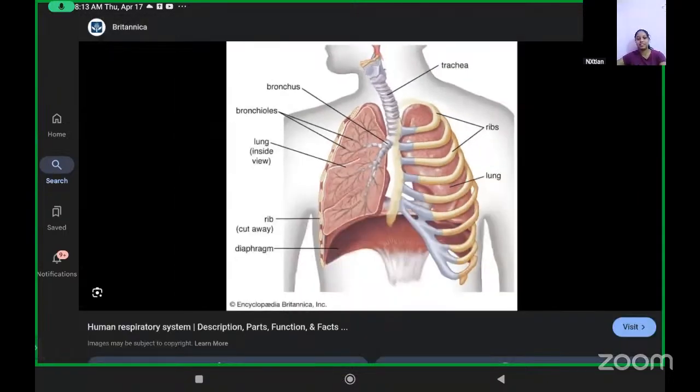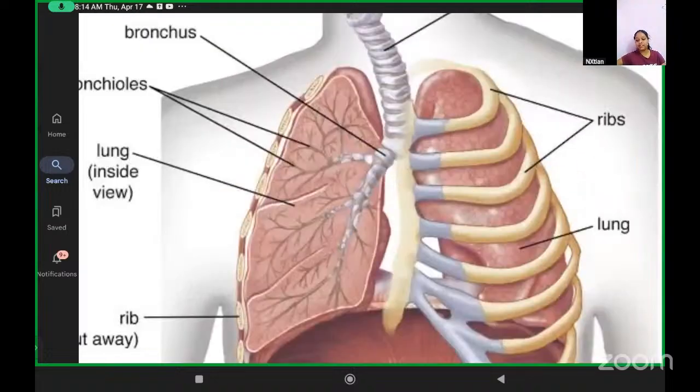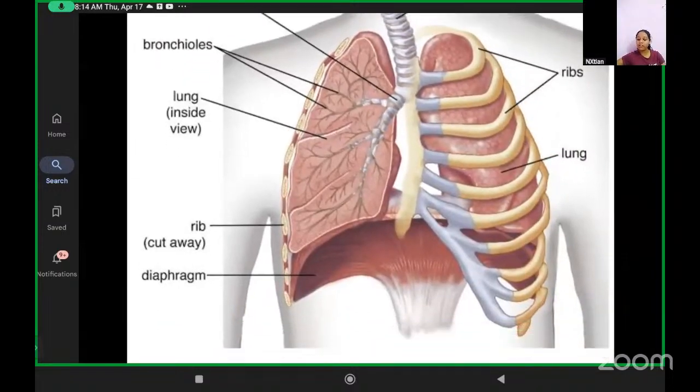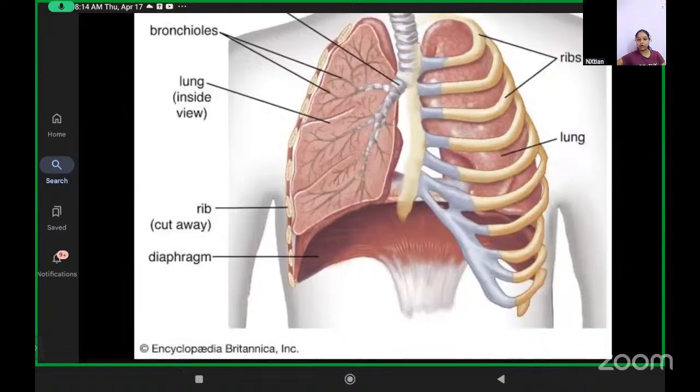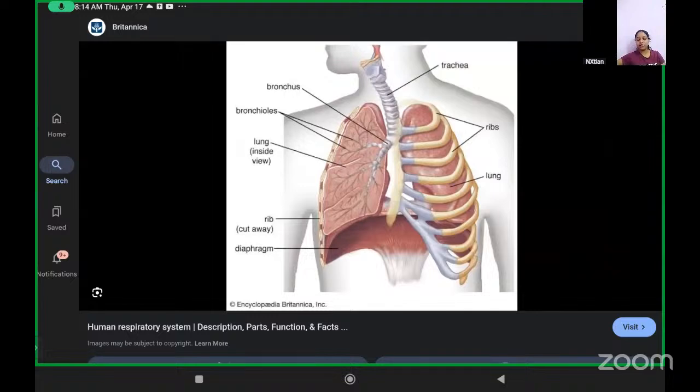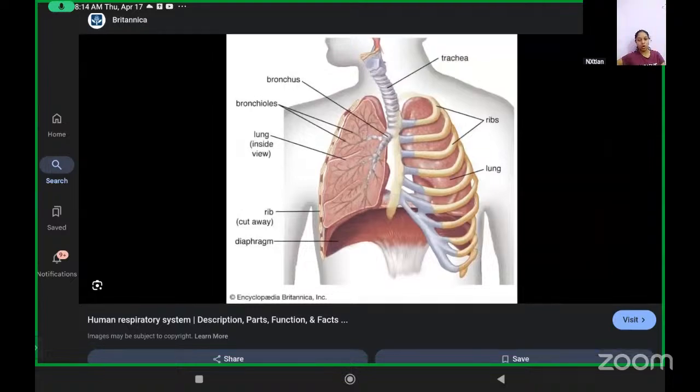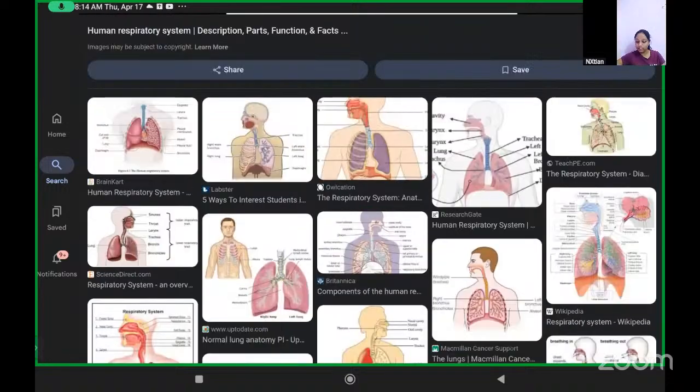If you can see the diagram, we have the trachea, known as the windpipe, through which the air comes in. Bronchus and bronchioles, alveoli and all, we are going to discuss further. Then there is the rib cage, and inside it are the lungs. And below it is a muscle joined together, known as the diaphragm. So this is basically the structure of the respiratory system.